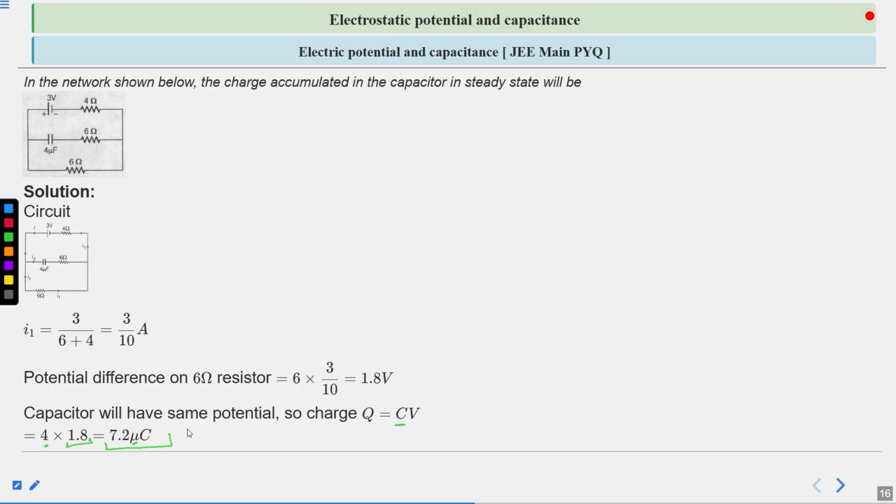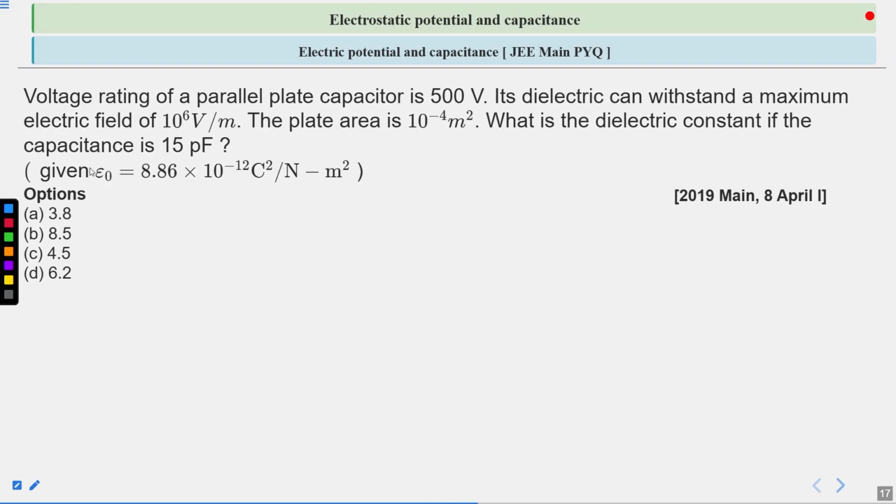Let's move on to the next question. The voltage rating of a parallel plate capacitor is 500 volt. Its dielectric can withstand a maximum electric field of 10 raised to power 6 volt per meter. The plate area is 10 raised to power minus 4 meter square. What is the dielectric constant if the capacitance is 15 picofarad? Epsilon naught is given as 8.86 into 10 raised to power minus 12 coulomb square per Newton meter square.